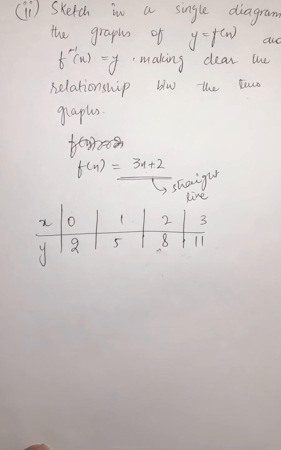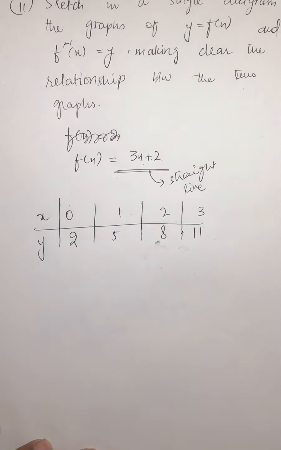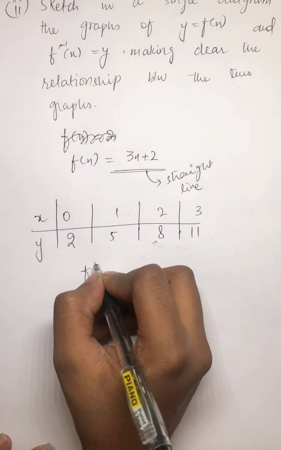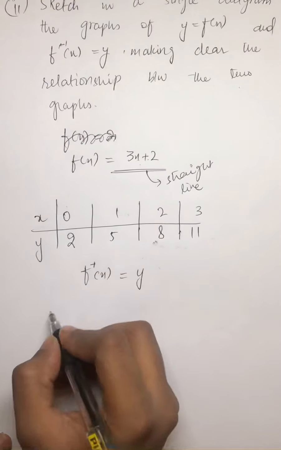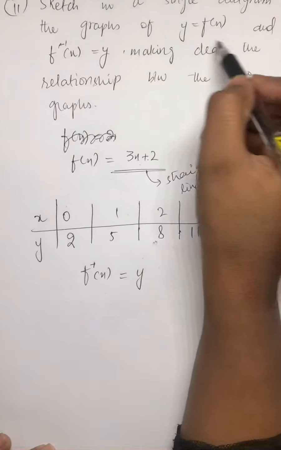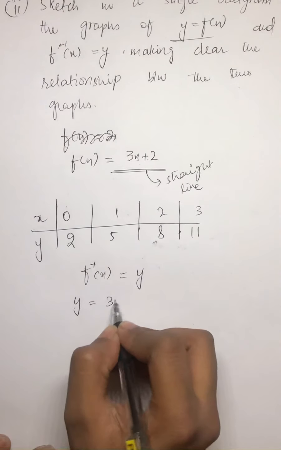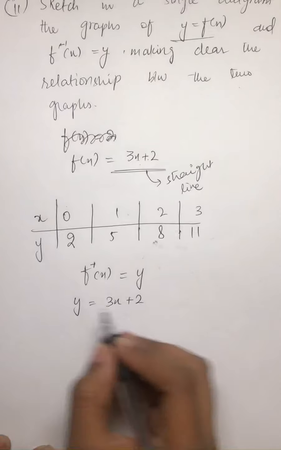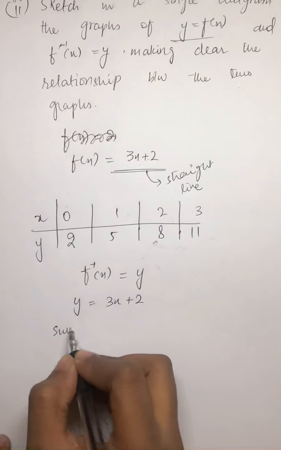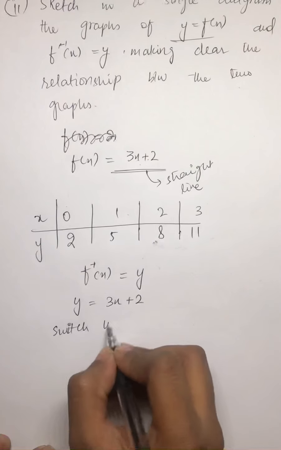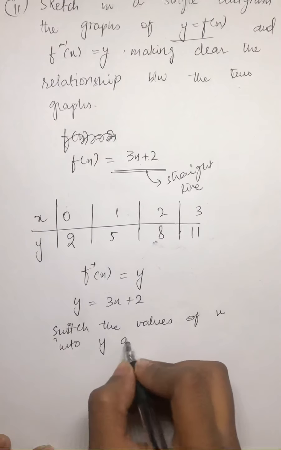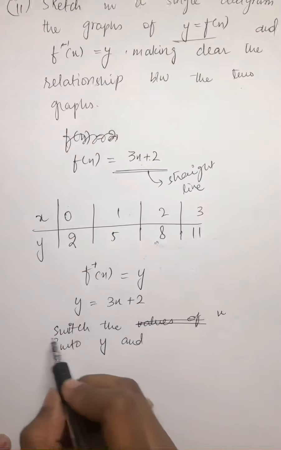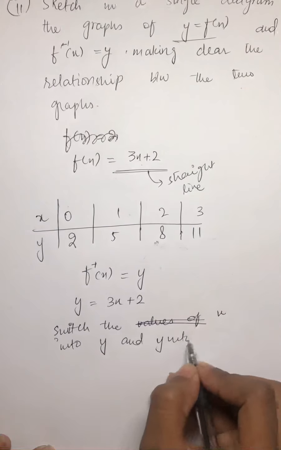So let's find the inverse of the function f. If you don't know how to find it, that's not a big deal, I'm going to tell you. f inverse x equals y, which means y. What is y? y is the function f of x. So y would be equal to 3x plus 2. Let's switch x into y and y into x.